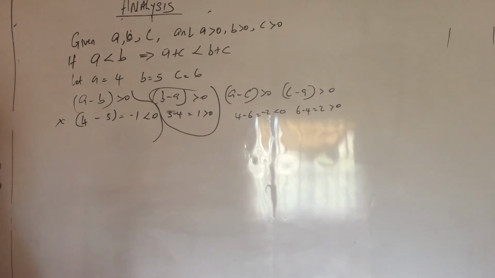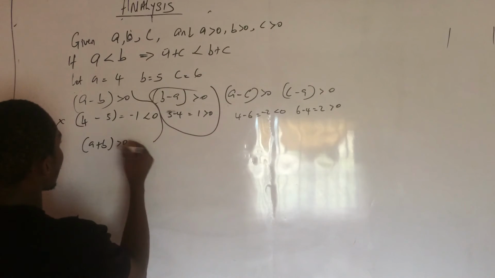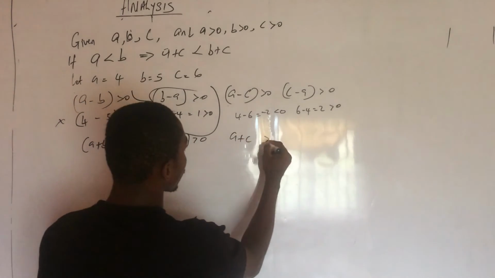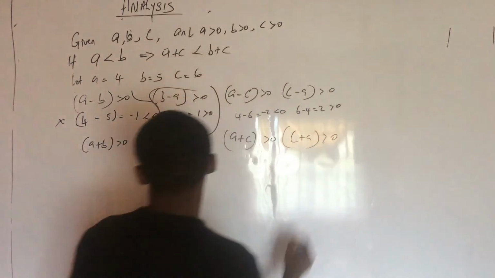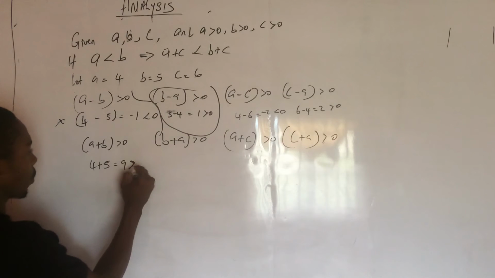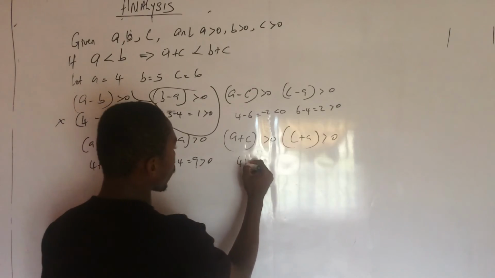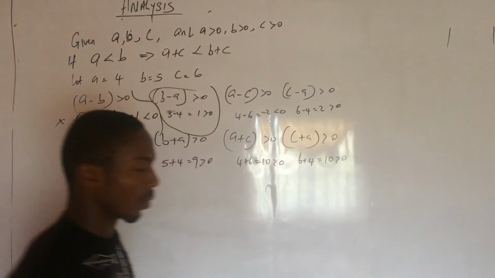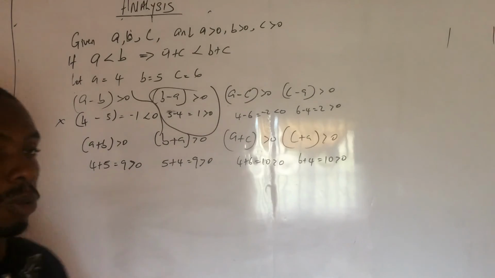But even here, let's check A plus B greater than 0, B plus A greater than 0, A plus C greater than 0, and C plus A greater than 0. Our A is 4. 4 plus 5 is equal to 9, which is greater than 0. 5 plus 4 equals 9, which is greater than 0. 4 plus 6 equals 10, which is greater than 0. 6 plus 4 equals 10, which is greater than 0. In addition, no matter which form it takes, it must be greater than 0.